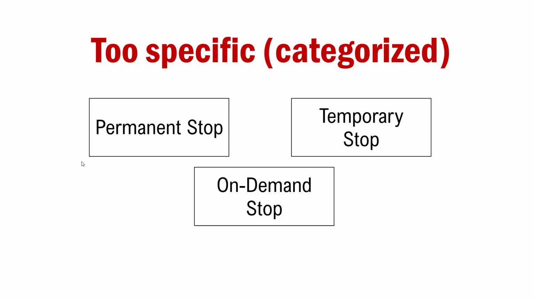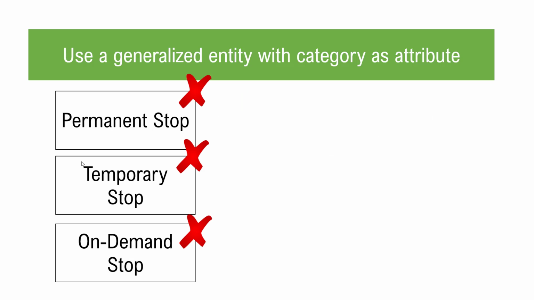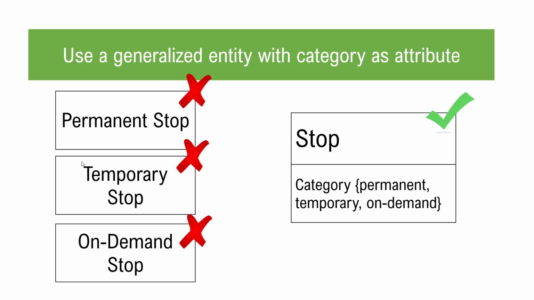Another mistake, being too specific or categorizing your entities. So if you're, for example, tracking information about schedules of public transit and tracking all the transit stops, having a separate entity for permanent stops, temporary stops, and on-demand stops doesn't really make too much sense. It's just too categorized. What would be easier and smarter and more elegant is to use a generalized entity, stop, and have this category as one of the attributes.